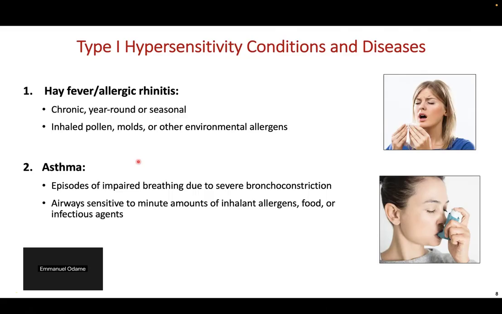Another example of a type 1 hypersensitivity condition is asthma, which we've already discussed, where you have asthmatic episodes, and this basically results from constriction of your bronchioles, and then you have problems. Some people get it maybe when they eat certain food, or they get an allergic reaction from pollen or something else. They just have these episodes.